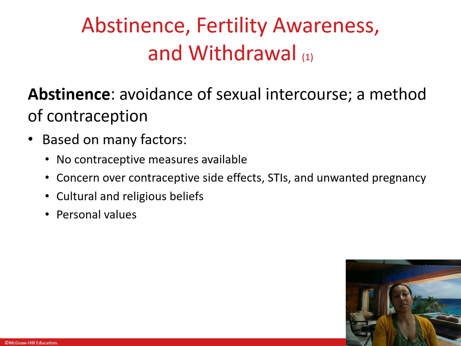Right, abstinence. This is the avoidance of sexual intercourse at all, based on many factors. So no contraceptive measures are available. There's concern over the side effects of the different contraceptives. There's cultural or religious beliefs that come into play, or there's personal values. So there's different reasons as to why an individual or a couple may choose abstinence. And again, if there's any method that is 100% guaranteed, abstinence is the only one that's 100% guaranteed to ensure that you're not going to get pregnant, you're not going to get anyone else pregnant, and you're not going to contract an STD or an STI.